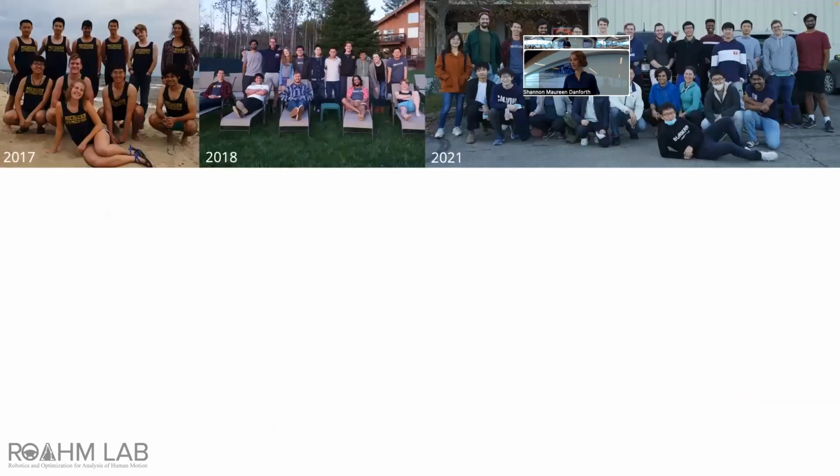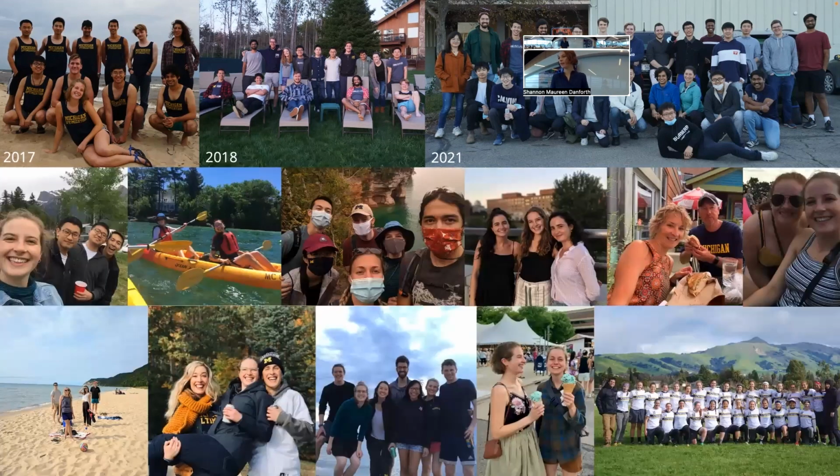And then lastly, we have to have the fun photo collage at the end. Here's Roam Lab over the course of my time here. It has certainly grown, and it's been fun to see and meet all the new members who join the lab, and to have lifelong friends from time in the lab. And also thanks to all my wonderful friends I've met here at Michigan, and for all the family visits. It's been wonderful exploring this new state with all of you, and I look forward to staying in touch with you for the foreseeable future.